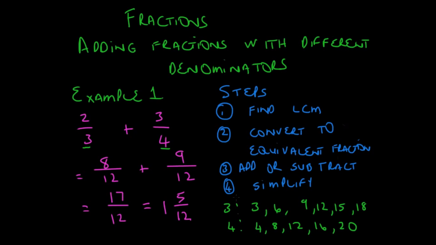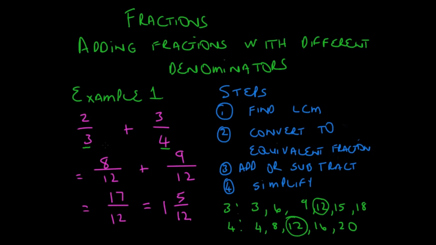So what I'm going to do is look at the multiples of 3, and here I have 3, 6, 9, 12, 15, 18, and I'm going to look at the multiples of 4, and I have 4, 8, 12, 16, 20. So now what I'm trying to look for is the lowest common multiple. So I look at the multiples of 3 and I look at the multiples of 4 and I see which number is common to both the multiples of 3 and 4. And that is 12. 12 is common to both.